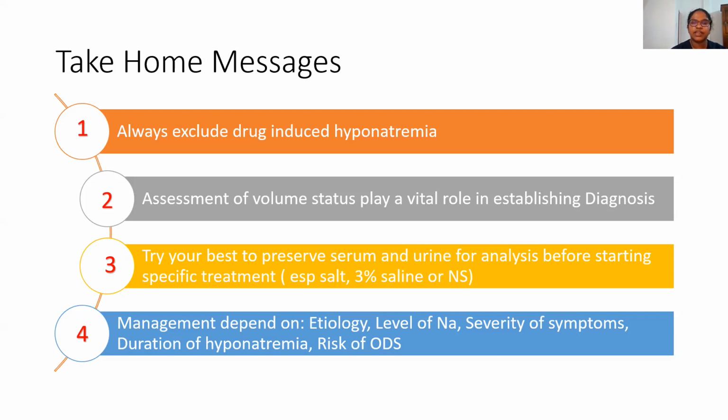It plays a vital role in establishing the diagnosis in hyponatremia. So in any patient with hyponatremia, do your volume assessment first. The third is to try your best to preserve serum and urine for analysis before starting specific treatment, that is salt or 3% saline, not normal saline, because this alters the whole picture and makes it difficult to get into a differential diagnosis and management later.